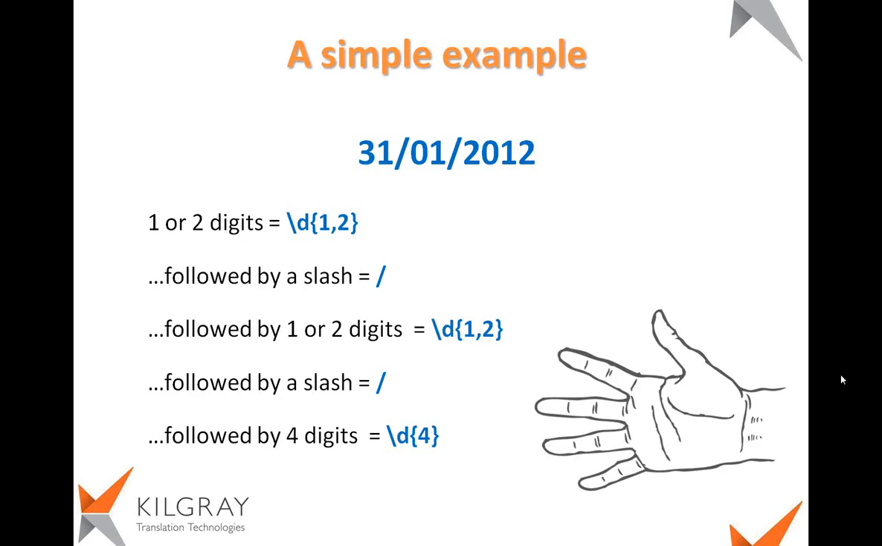Then that's followed by a slash. Well, slash is not a command, that's just a slash. Then that's followed by again 1 or 2 digits, so we repeat that. Then followed by a slash, and then followed by 4 digits. Here, same thing, we use the backslash D to mark that it's a digit, and then we have 4 copies of that digit. You could also write backslash D, backslash D, backslash D, 4 times. That also works just fine.